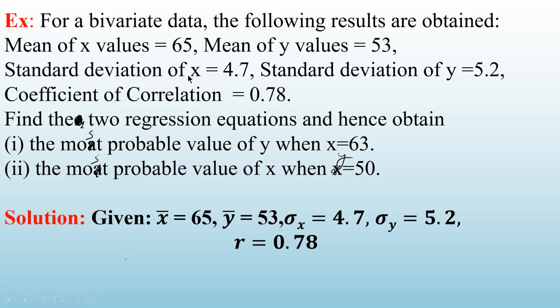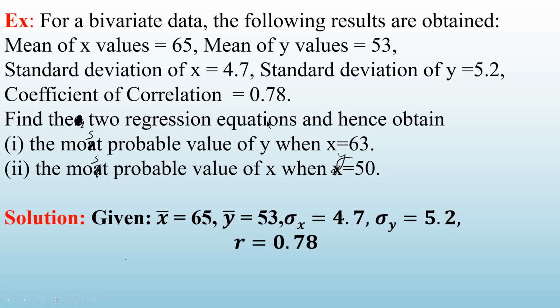Third, standard deviation of x values is 4.7. What is our notation for standard deviation of x? It is sigma x. So sigma x is 4.7. Standard deviation of y, that is 5.2. So sigma y is 5.2. And what is coefficient of correlation? We denote it by r. So r is 0.78. So this much information is given to you. X bar is 65, y bar is 53, sigma x is 4.7, sigma y is 5.2, and r is 0.78. What you have to find out?